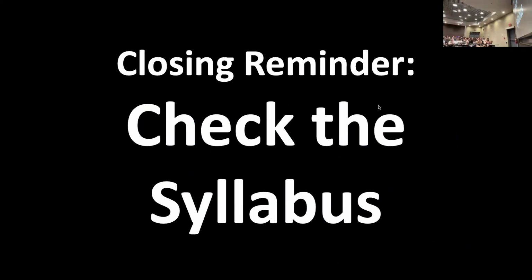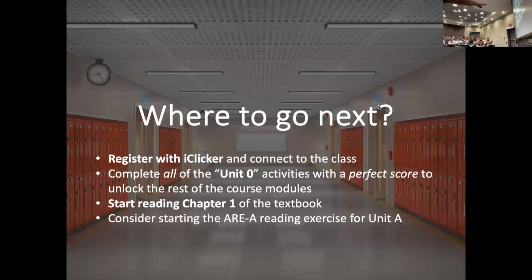And otherwise, check the syllabus. What else to do now? Register with iClicker if you haven't already, and then connect to the class. There's instructions for that in the announcements. Complete all of the Unit 0 syllabus activities. That will unlock the rest of the course. And if you've got the textbook, it's a good idea to start reading ahead and consider doing that first reading exercise. All of the assignments are posted. You could do them all right now if you wanted, I mean, all of the major assignments, but you can of course wait closer to the due dates as well.